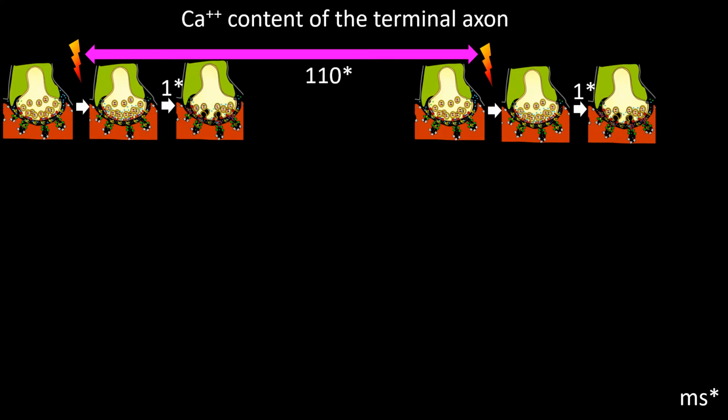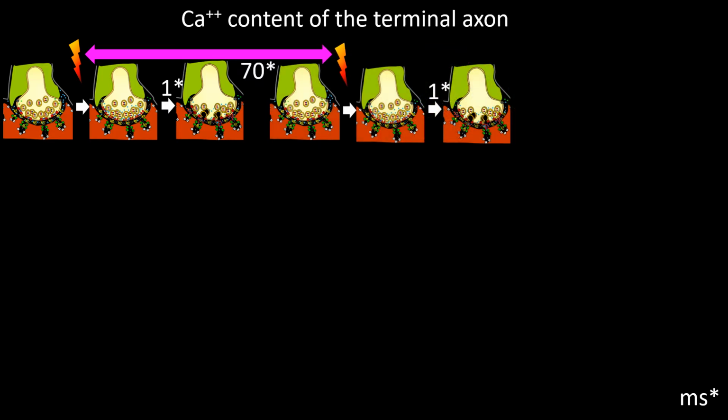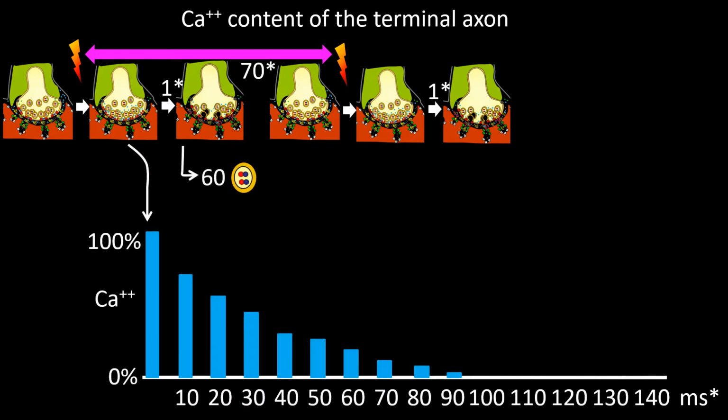In this frame, I have left drawings representing the time interval between the first and the second stimulus, as you can see. In this case, it is 110 milliseconds. I have done so to emphasize that in the second experiment, the intervals are much shorter. In the second experiment, the second stimulus is given 70 milliseconds after the first stimulus.